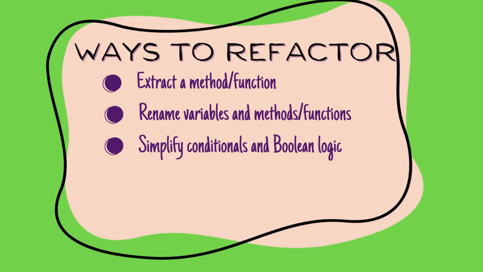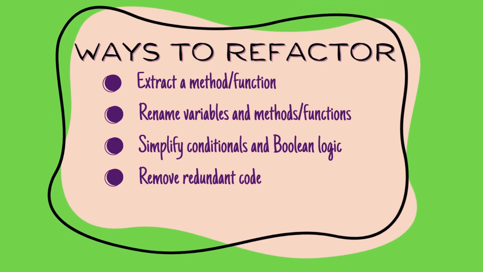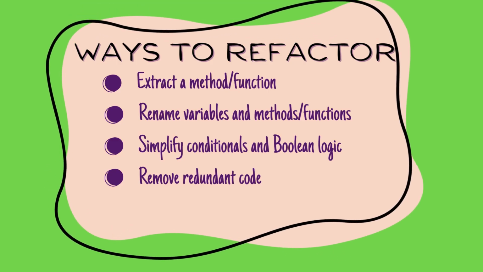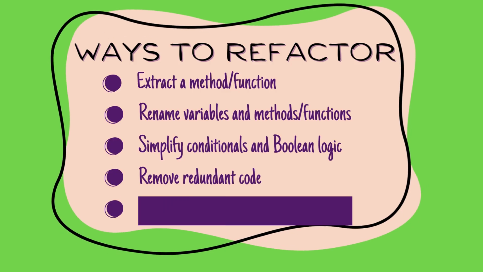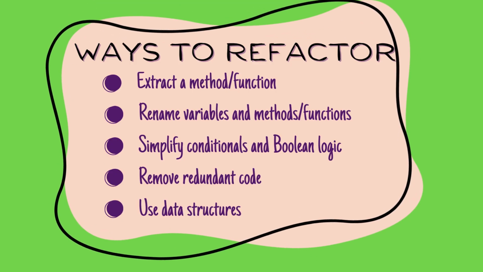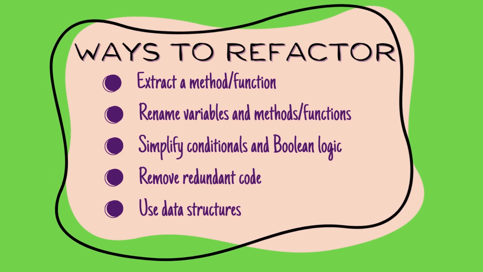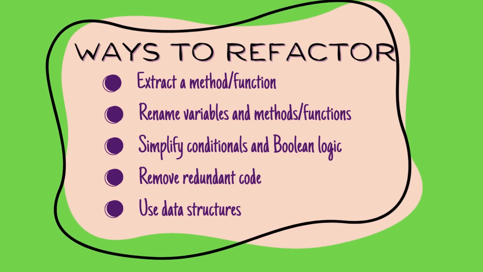Complex if statements and Boolean logic can often be simplified or broken down into smaller, more manageable pieces. If you have code that's repeated in multiple places, consider removing the redundancy by using loops or a method or function. Sometimes using a list, array, or dictionary can simplify code that deals with multiple related values. And you'll learn a lot more about data structures as you get more experienced.